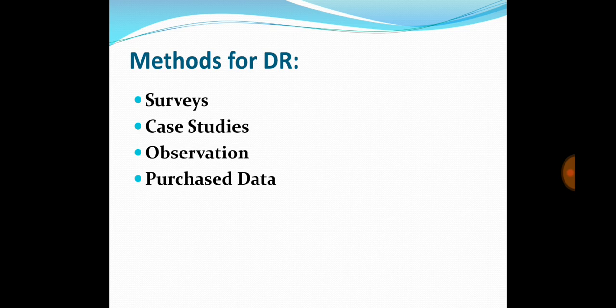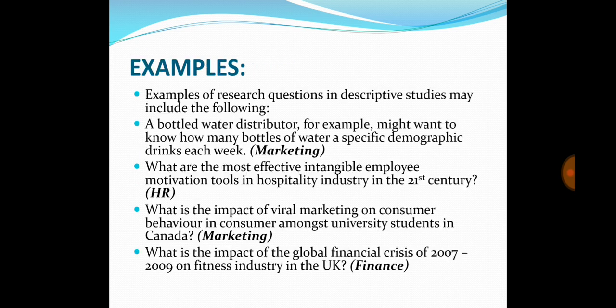The methods that we use for descriptive research designs are surveys, case studies, observation, and purchase data that companies buy from various data collectors. Examples of descriptive research design: a bottled water distributor, for example, might want to know how many bottles of water a specific demographic drinks each week. That is a question pertaining to the marketing domain.